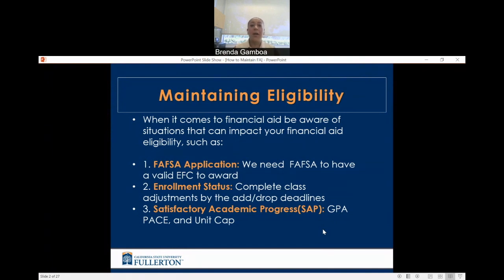When it comes to your FAFSA application, we need to make sure that you have a valid EFC. And if you're selected for verification, then you must submit those verification items. And after your file is reviewed, then you'll be able to get your final award letter. Now, if you submit your FAFSA and then you log back in to make any corrections, and by doing so, you now have a rejected FAFSA, then you no longer are eligible for financial aid. You would have to go back and fix the issue.